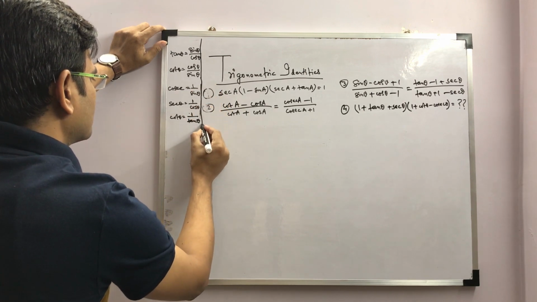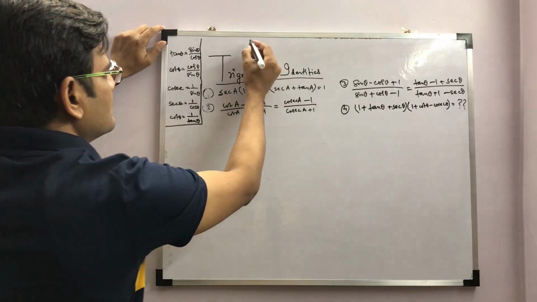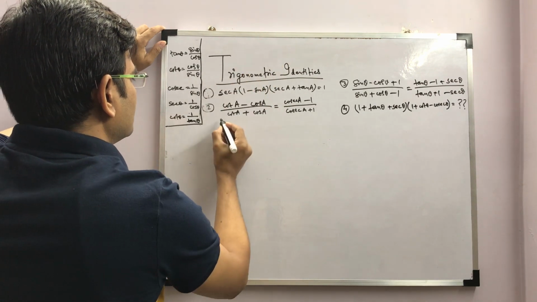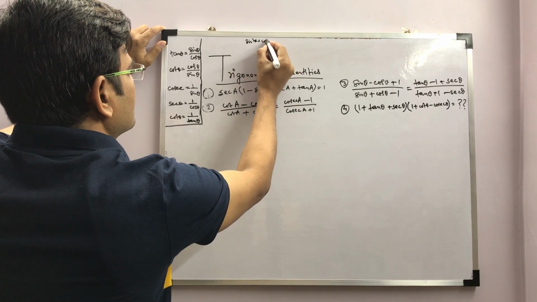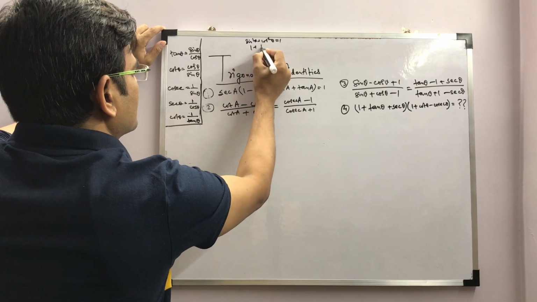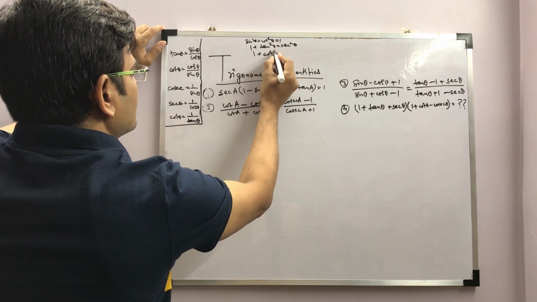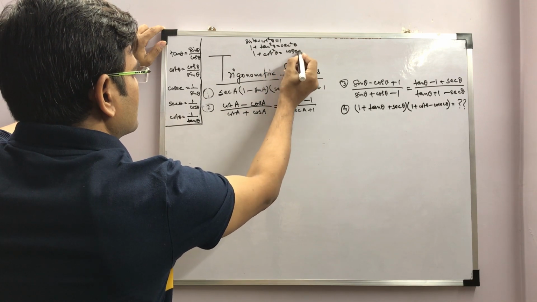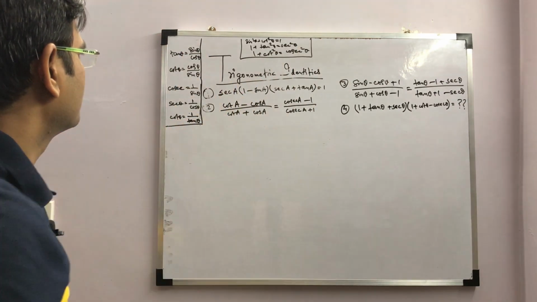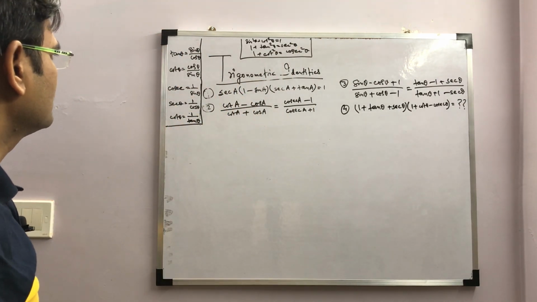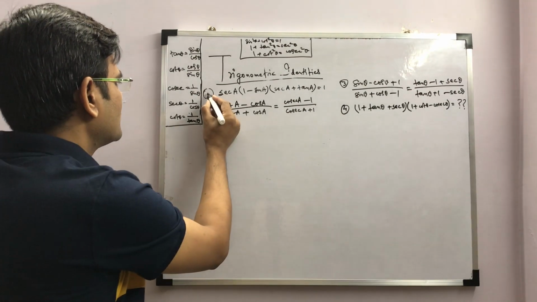Now remember all this. Other inputs are these three formulas: sin square theta plus cos square theta equals 1, 1 plus tan square theta equals sec square theta, 1 plus cot square theta equals cosec square theta. Using these three and these 5, you have to prove each and every identity. So let's move on to number 1.